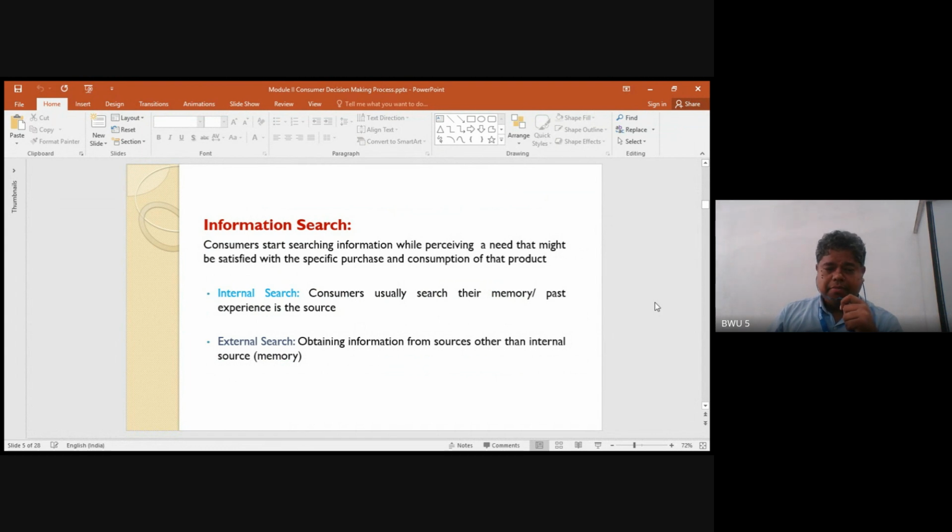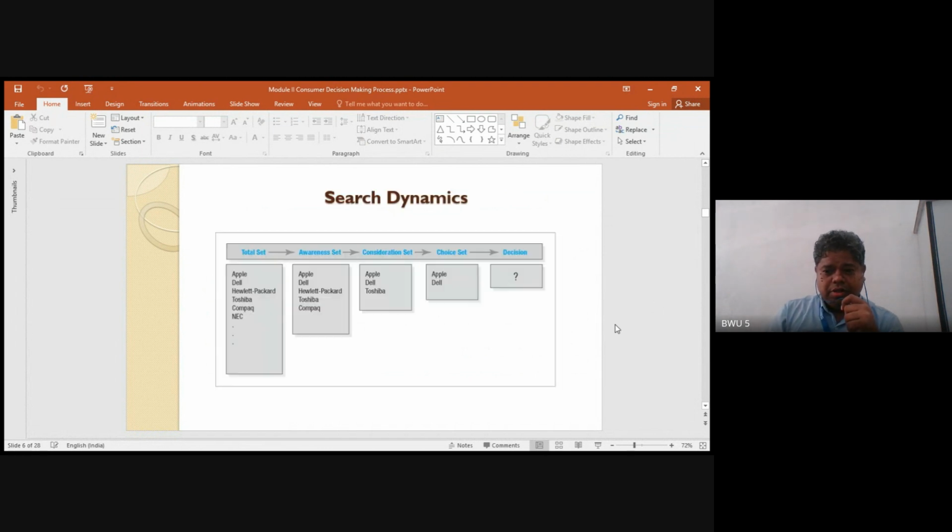If we think we don't have adequate information, the information which we require to go to the next step, we are likely to go and search externally. That means asking others, taking help from reference groups, searching online. So there are two types of techniques of searching information, internal and external. Once we think that we have adequate information, whether searching internally or externally, we immediately go to the next step.